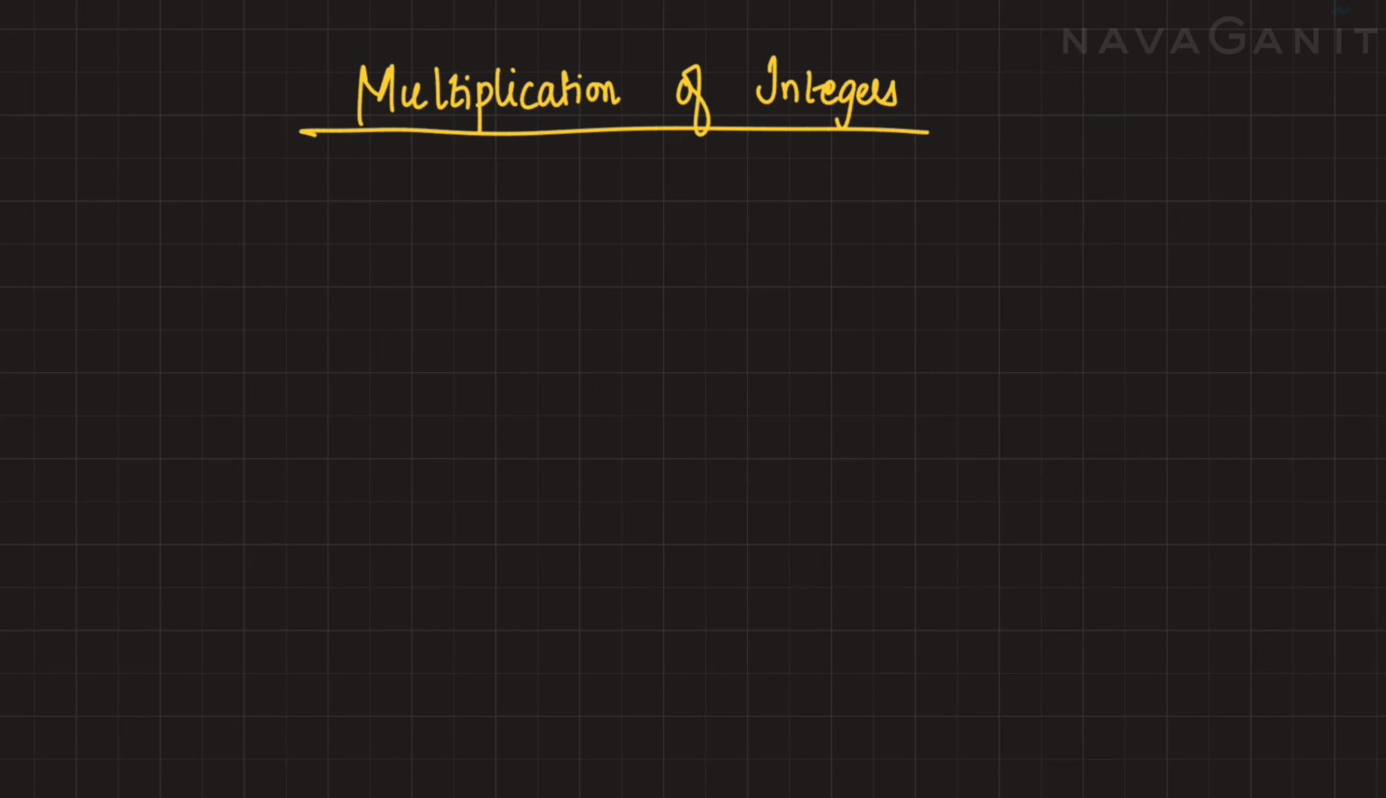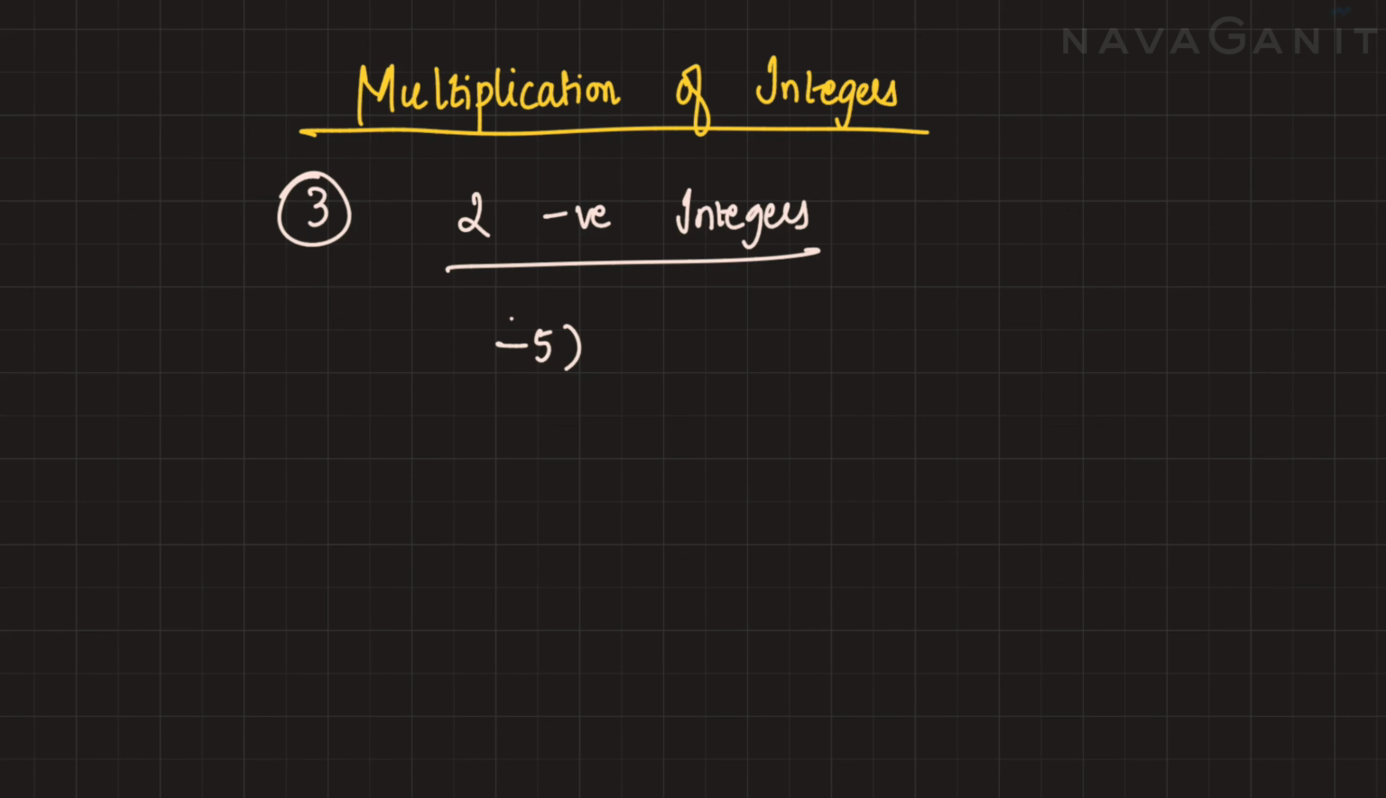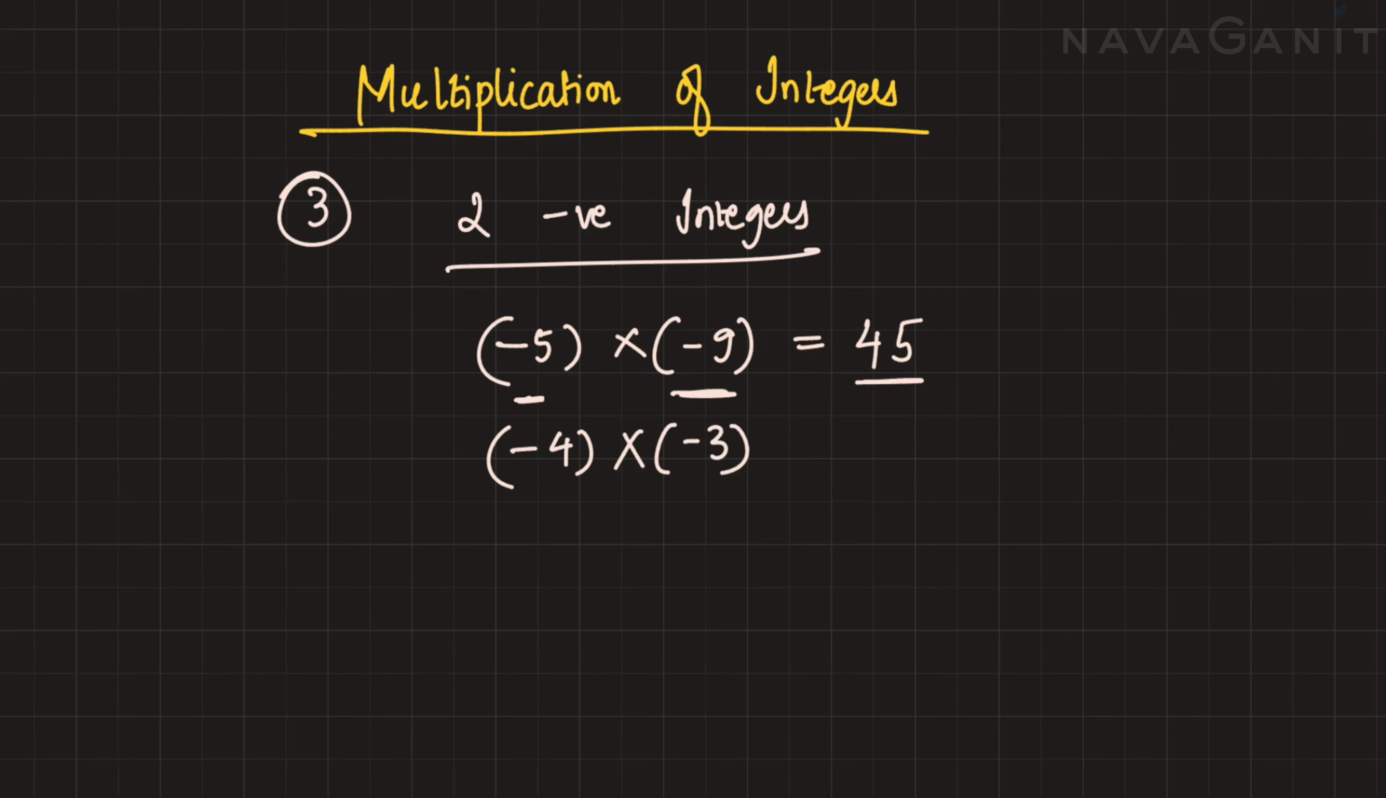Now what will happen when we multiply two negative integers? In this case, the result would always be a positive product. For example, minus 5 multiplied by minus 9 gives us 45. So whenever we multiply any two negative integers, we would get back a positive integer. Similarly, say minus 4 multiplied by minus 3 would give us 12, which is positive.